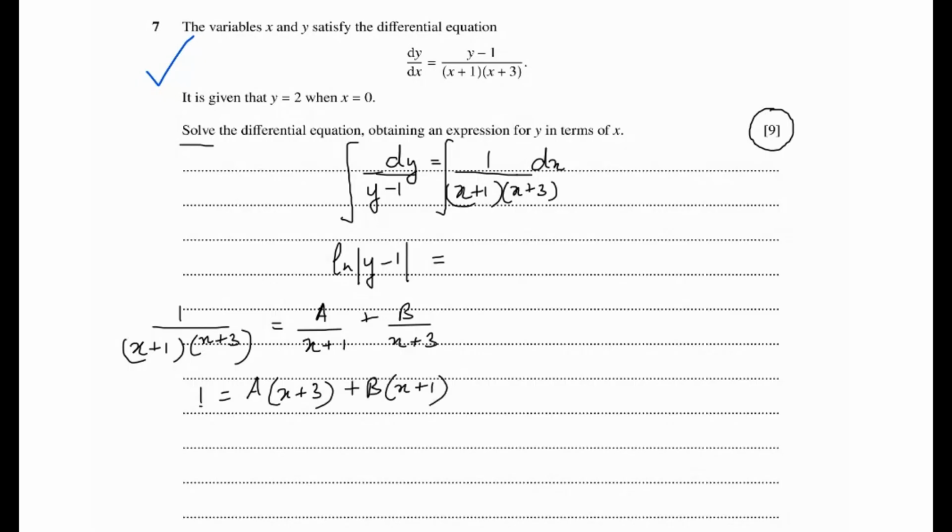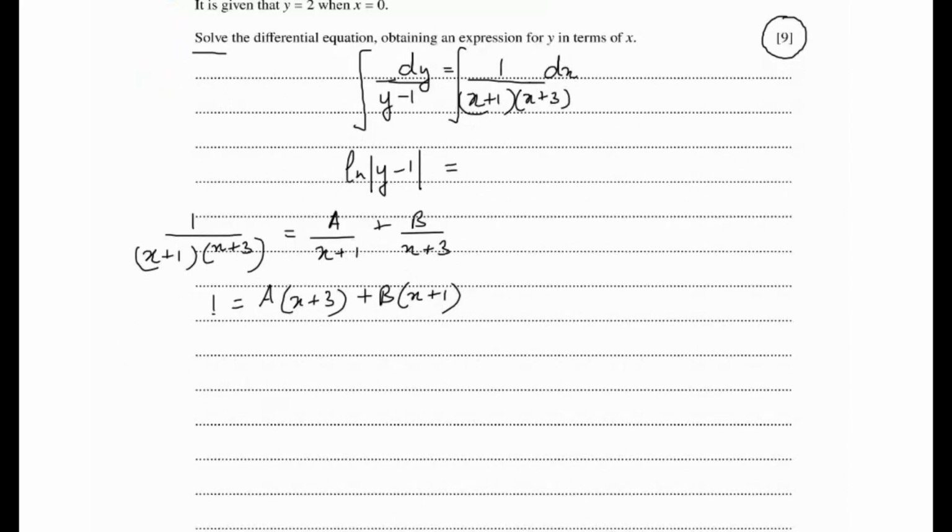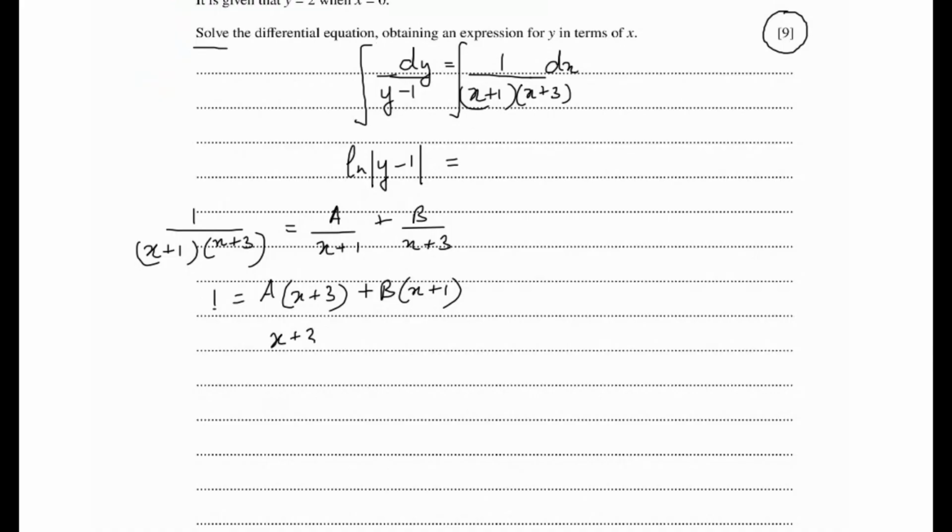And then by eliminating one set of factors at a time, we can find the values of a and b. So first you put x plus 3 equal to 0. That gives us x is equal to negative 3. Substitute that into the equation. 1 is equal to a times 0, since x plus 3 is 0, plus b times 3 plus 1, which is 4. Okay, so this tells us that b is 1 by 4.